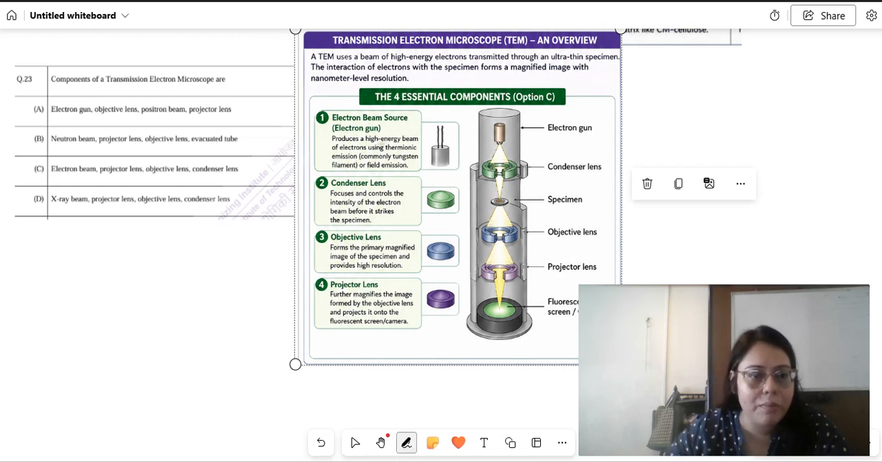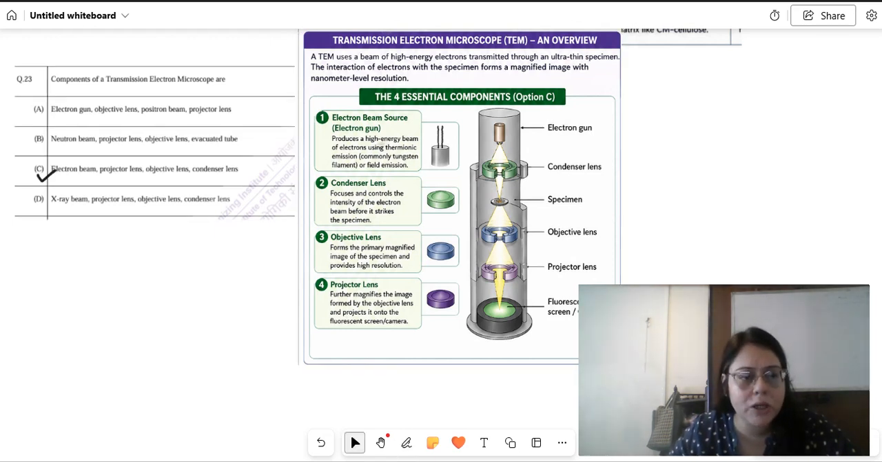If you match with this, the option will be: electron gun, then the projector lens, yes, objective lens is there, and the condenser lens. So option C has all these components mentioned: the electron gun, the projector lens, the objective lens, and the condenser lens. In this option C, all the components are present in the transmission electron microscope.